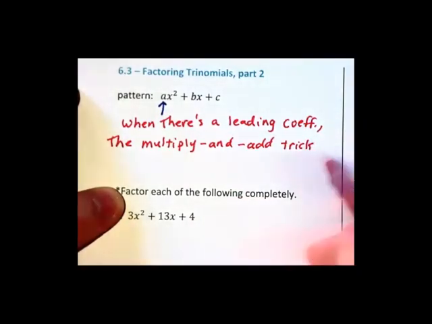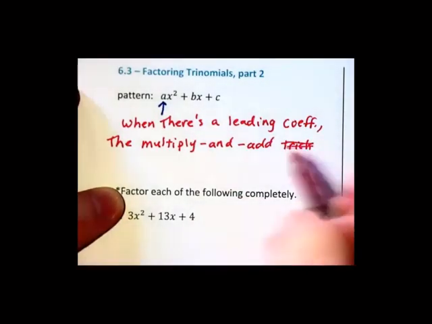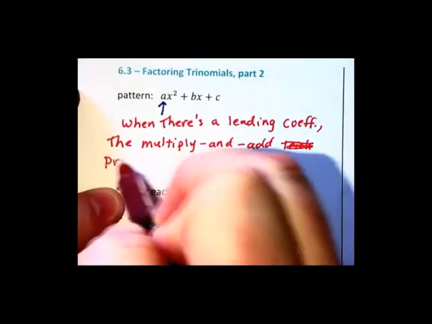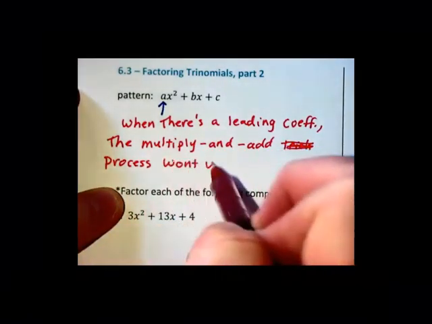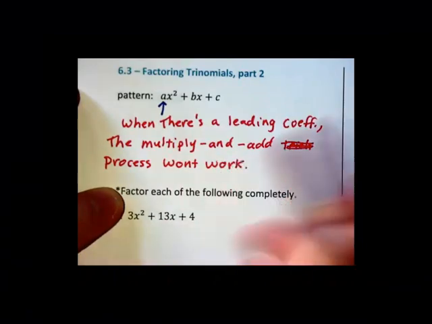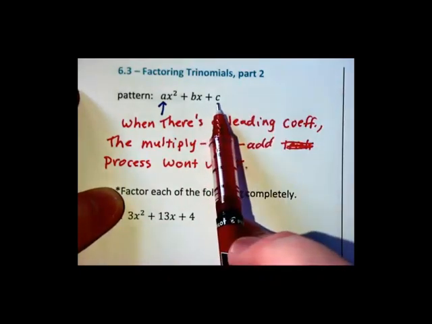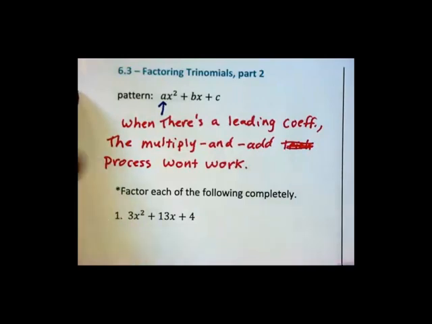or process, I probably should say instead of trick. I don't like that word. Process won't work. In other words, we're not going to find two numbers that multiply to c and add up to b. We have to rely on something else.